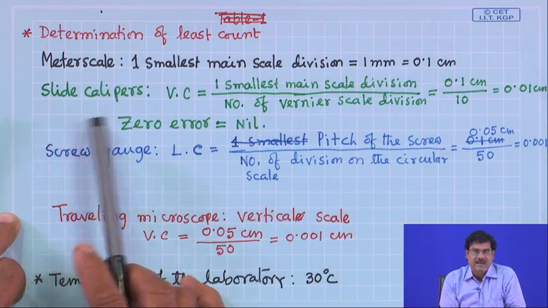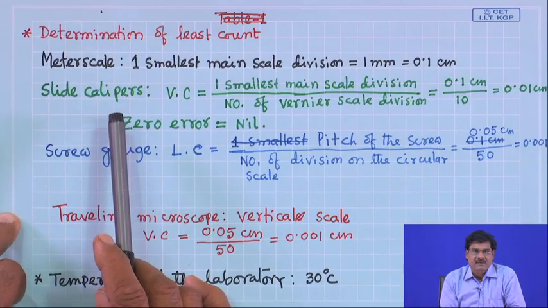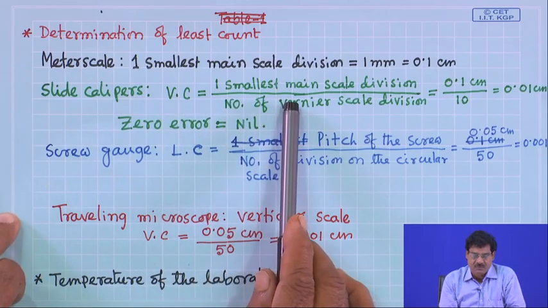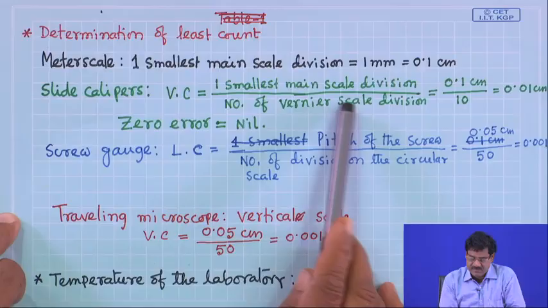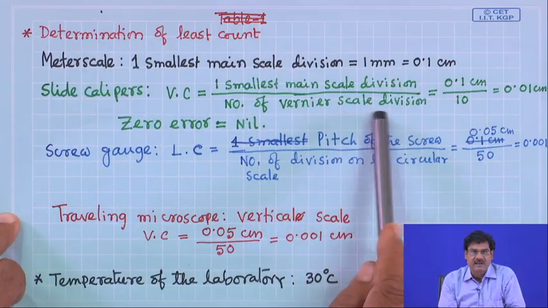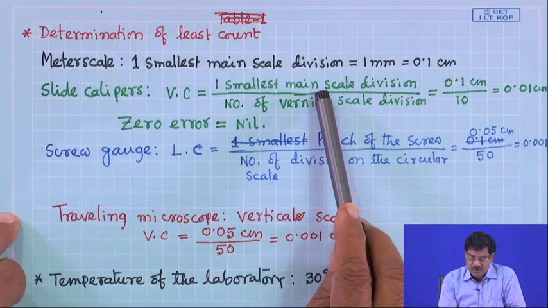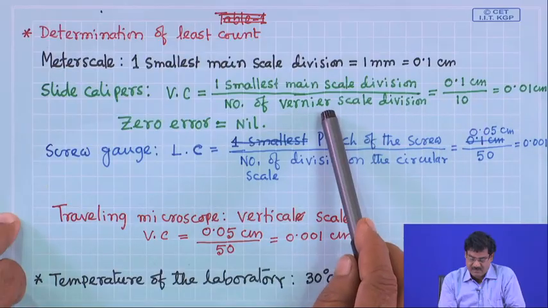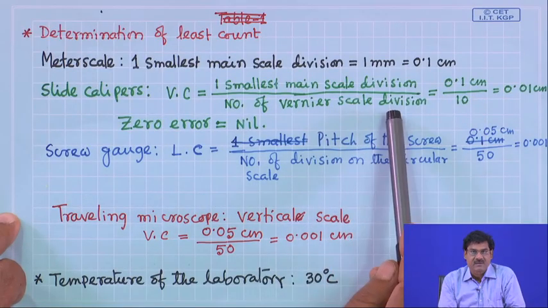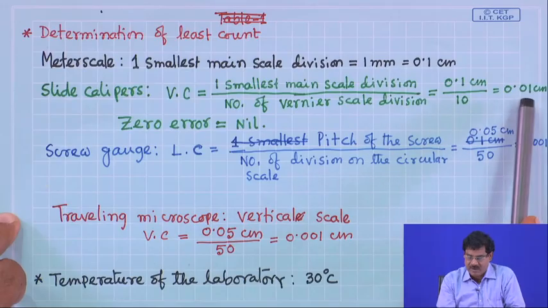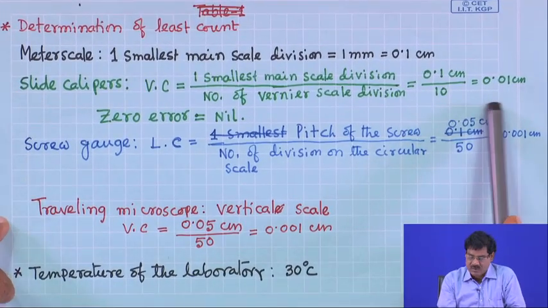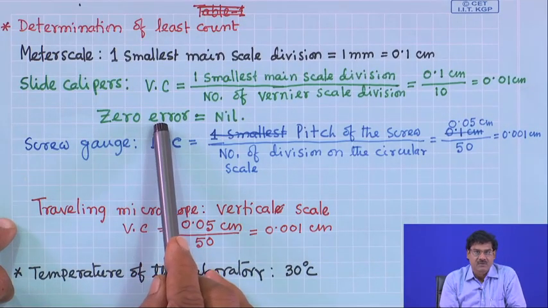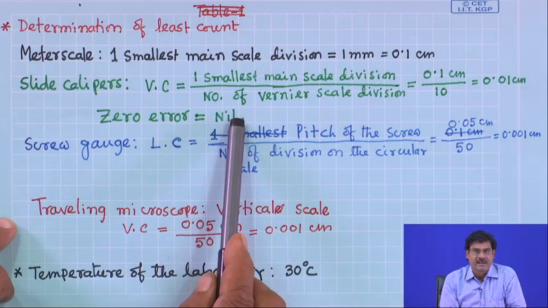Then we use slide calipers. The least count of slide calipers is the vernier constant, defined as one smallest main scale division divided by the number of vernier scale divisions. One smallest main scale division is 0.1 and the total number of vernier scale divisions was 10, so the vernier constant is 0.01 centimeter. You also have to note down the zero error. In our case the zero error was nil.